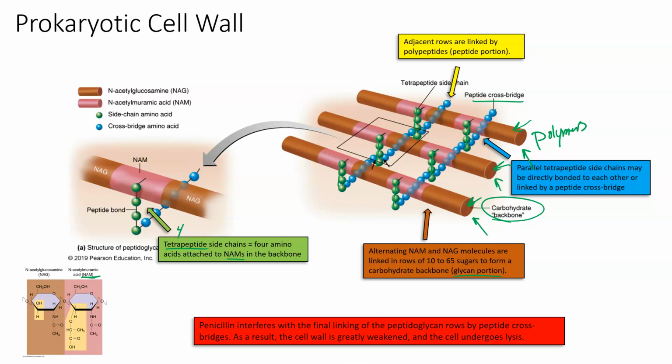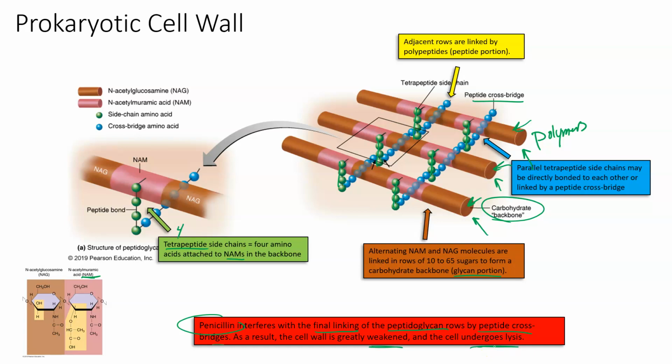So penicillin, probably or hopefully a term you've heard before. Penicillin is one of the first, if not the first, antibiotic molecules that was discovered and used on a commercial scale to help protect us against infection. And penicillin directly interferes with the final linking of the peptidoglycan rows by peptide cross bridges. As a result, the cell walls greatly weaken and the cell undergoes lysis.